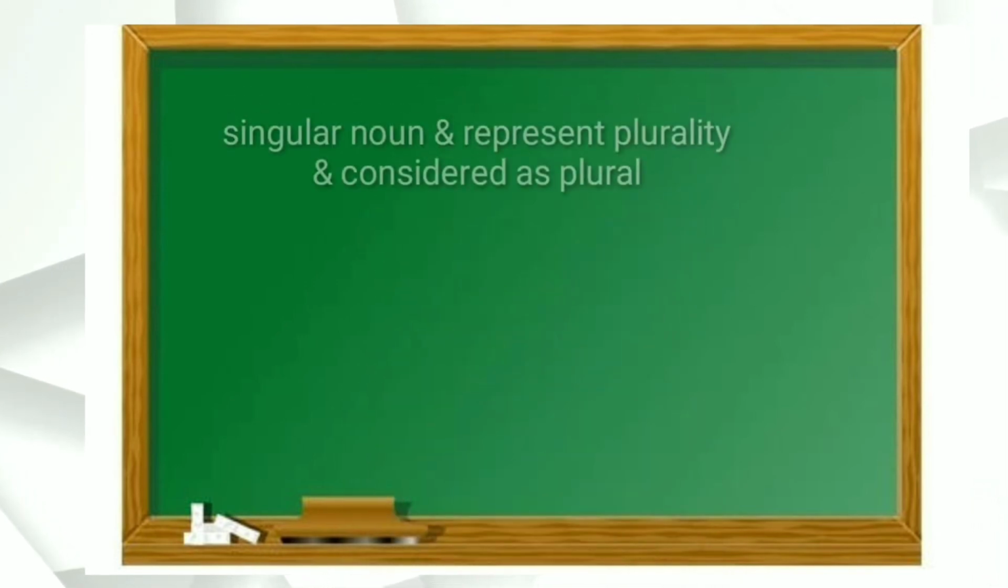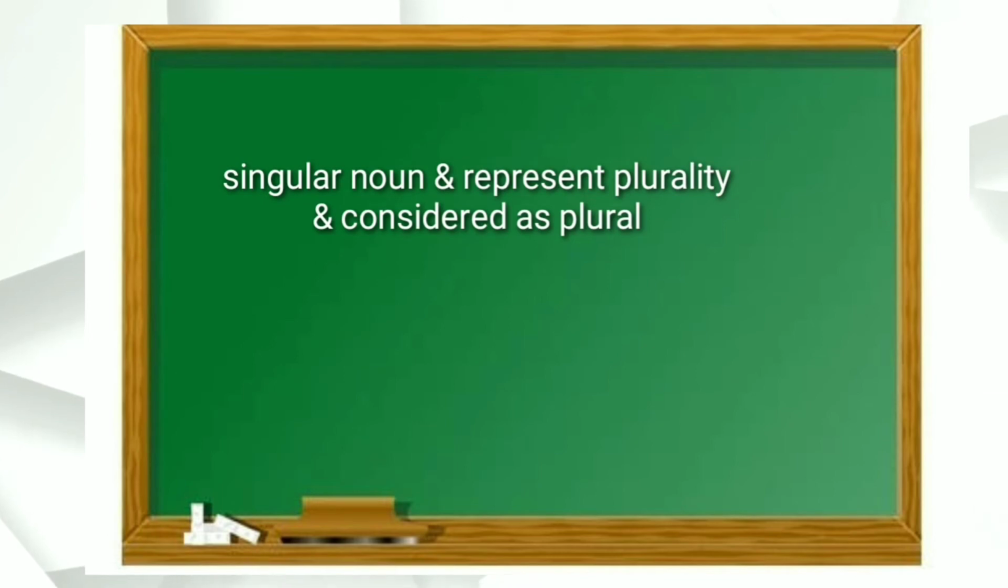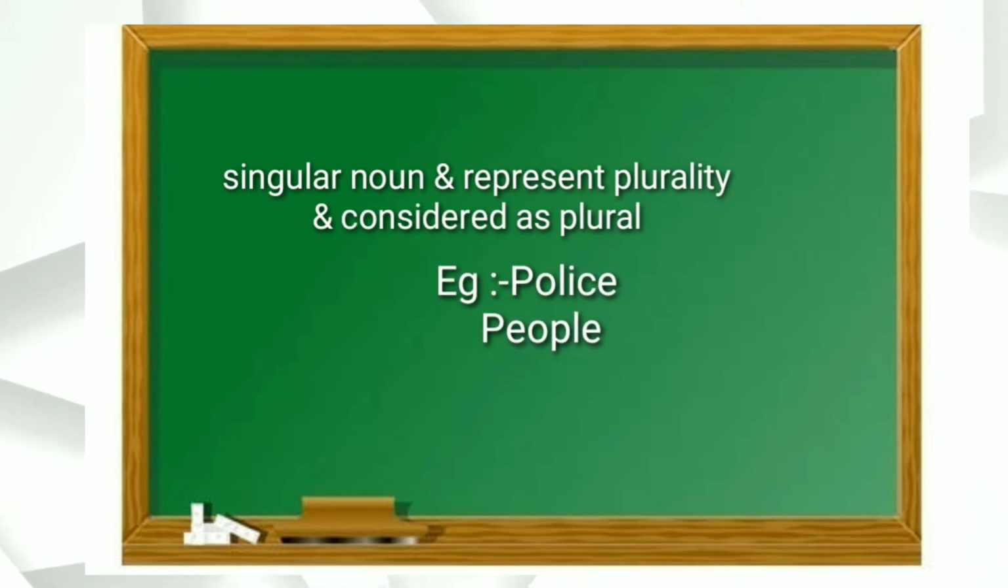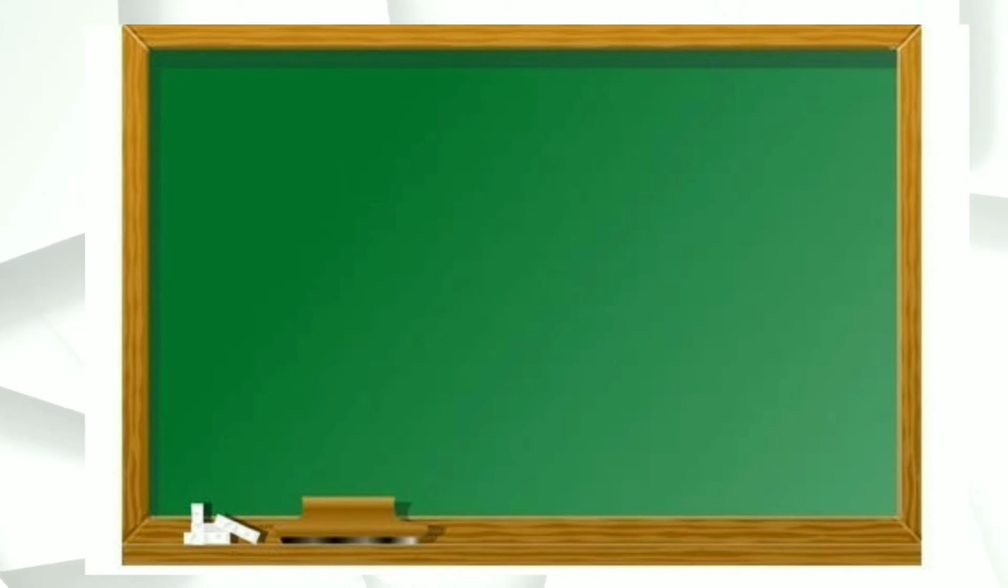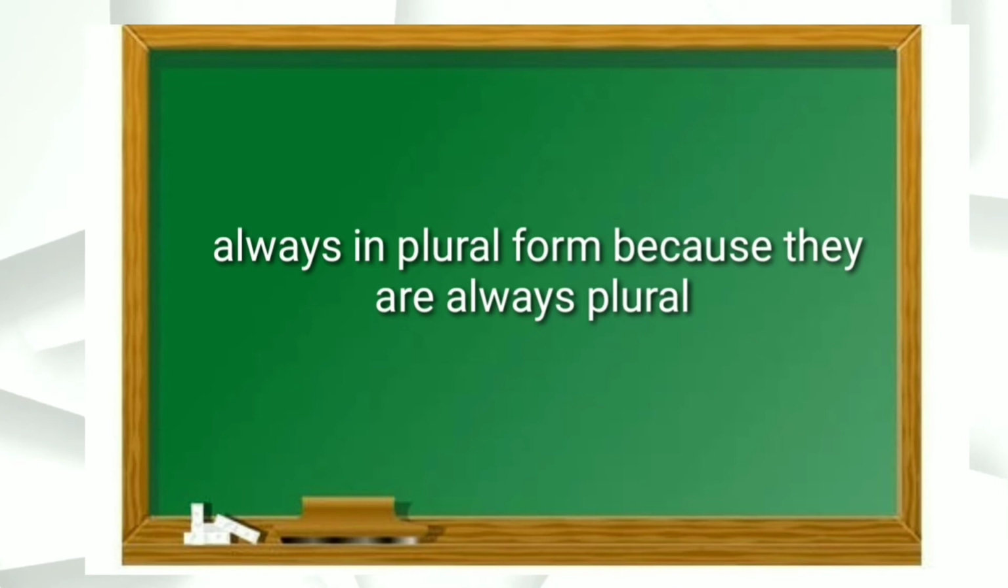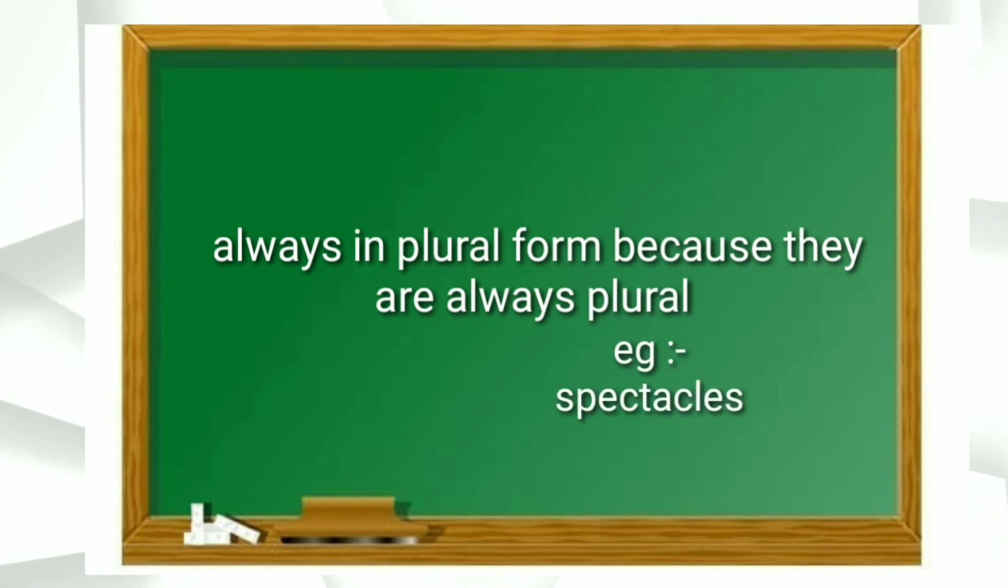Next, last but not the least, tip number 8. Some nouns possess a singular form but still represent plurality and thus take a plural verb when used in a sentence. For example, police, people, etc. Similarly, some nouns always take a plural verb because their form is always plural. For example, scissors, spectacles, etc.